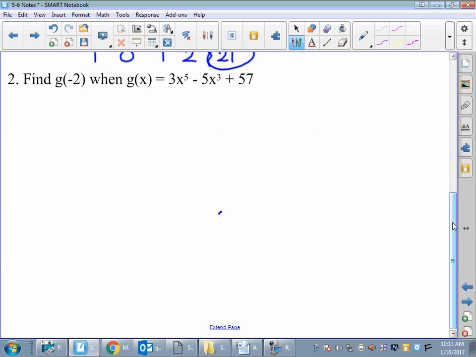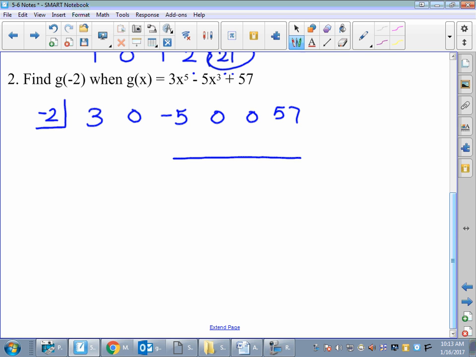G of -2. We're going to put -2 up in the corner. And then I just got to put some placeholder values here. So I got to put a placeholder for 4 and then 2 and 1. So we get 3, 0, -5, 0, 0, 57. Honestly, it would probably be easier to just plug this one into the calculator because we just now made 3 terms into 6. But oh well, you have to do it this way anyway.